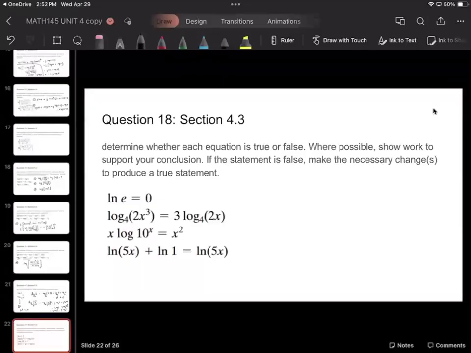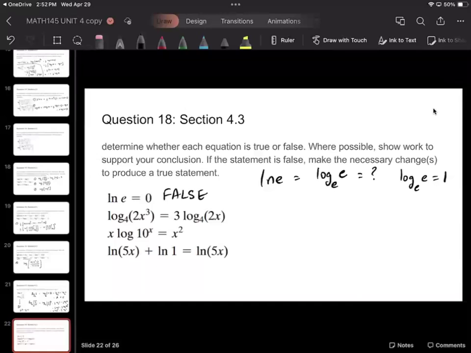ln e is 0. Okay, so think about it. What is ln e? ln is nothing but log to base e. So e to the power of what gives you e? e to the power of 1 gives you e. So the answer to this has to be 1, not 0. So this is false.